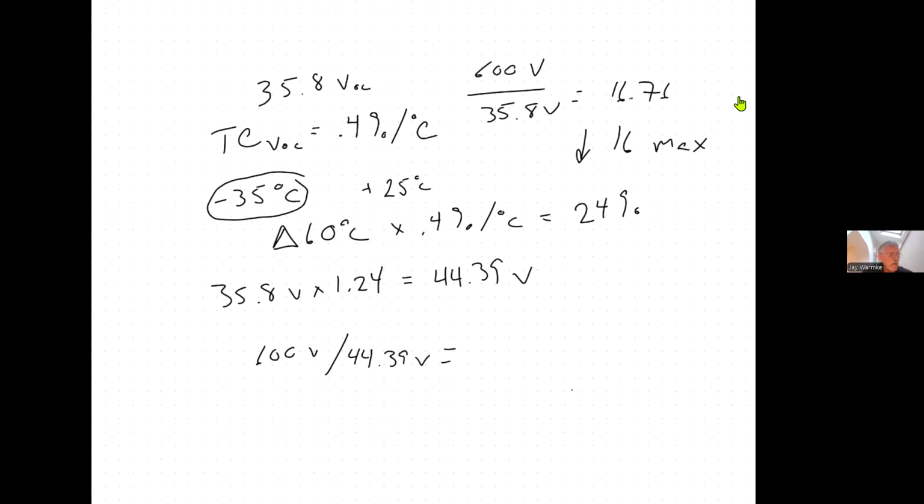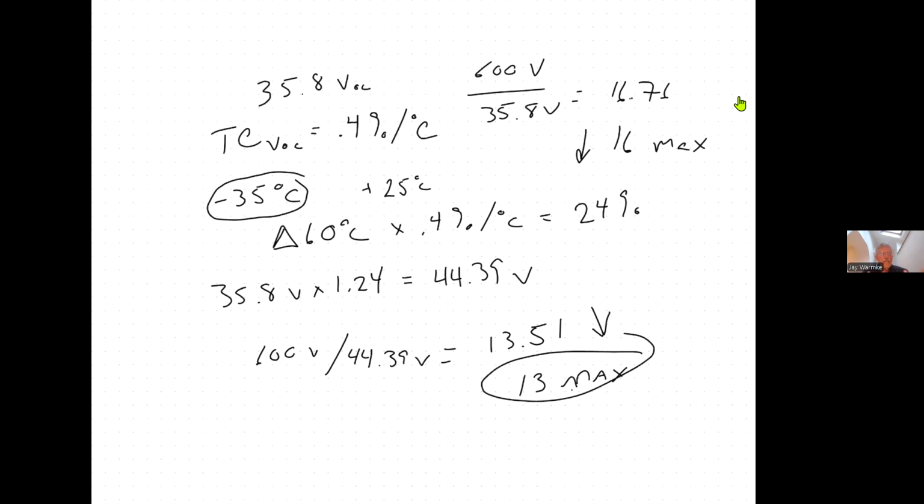600 divided by 44.39. And now I'm getting 13.51. We always round down because we don't want to exceed. So in this case, it's going to be 13 panels maximum. All right. Does that make sense?